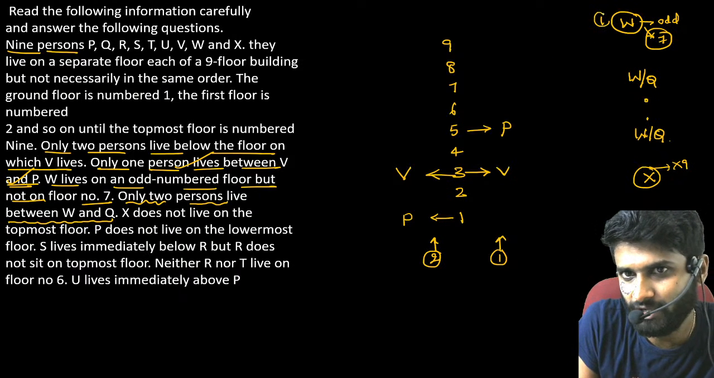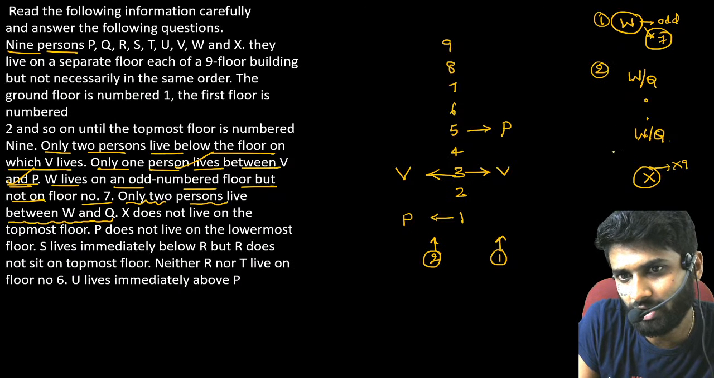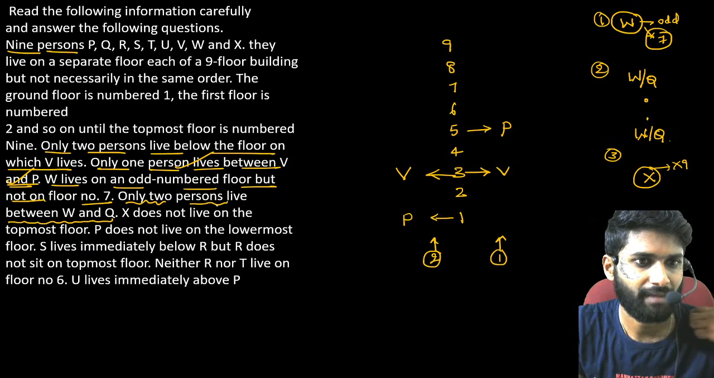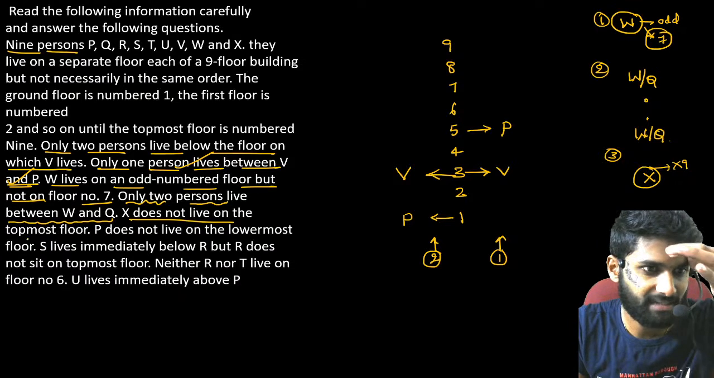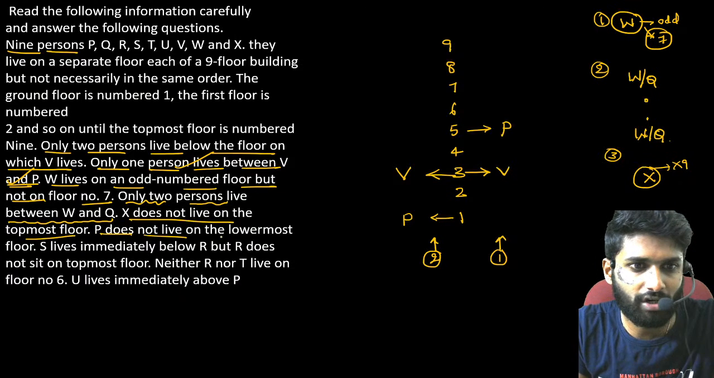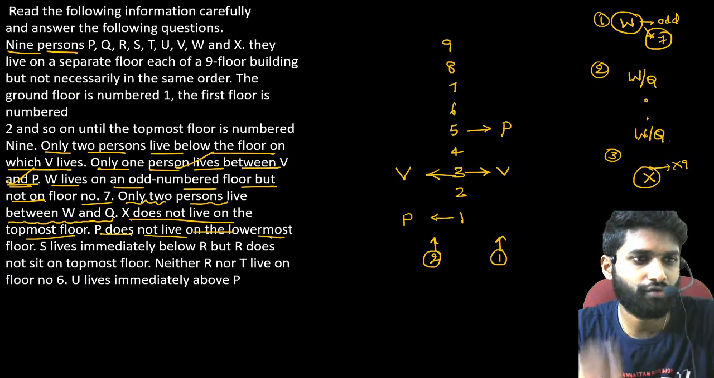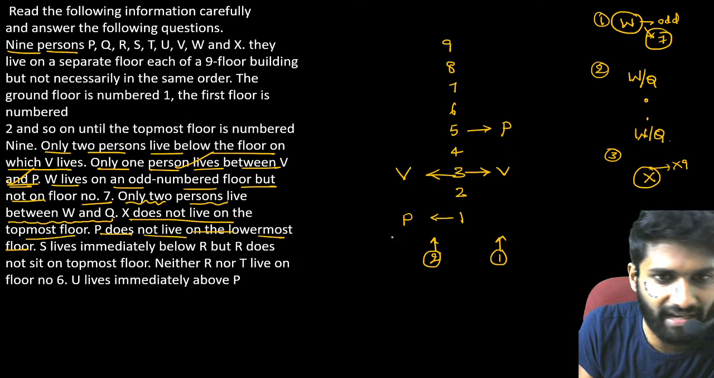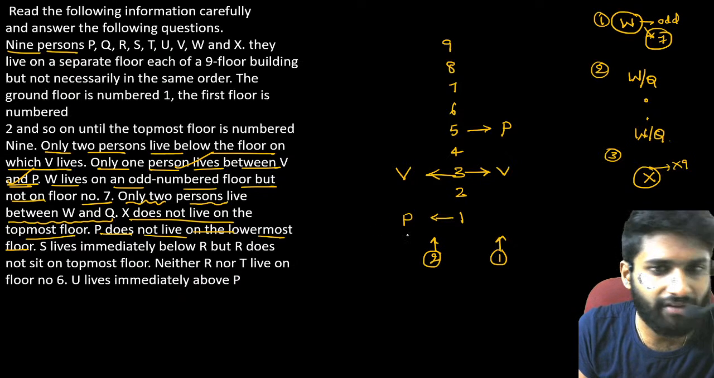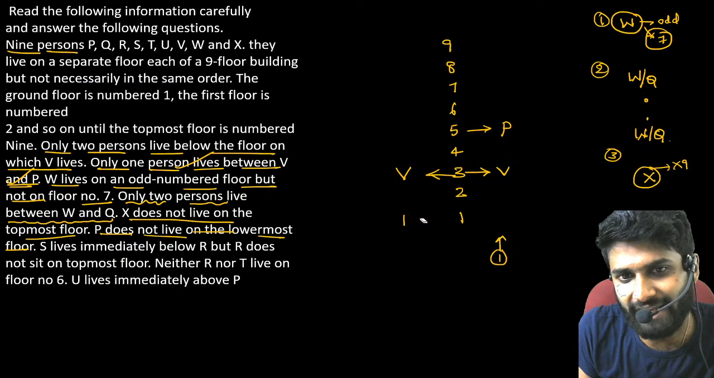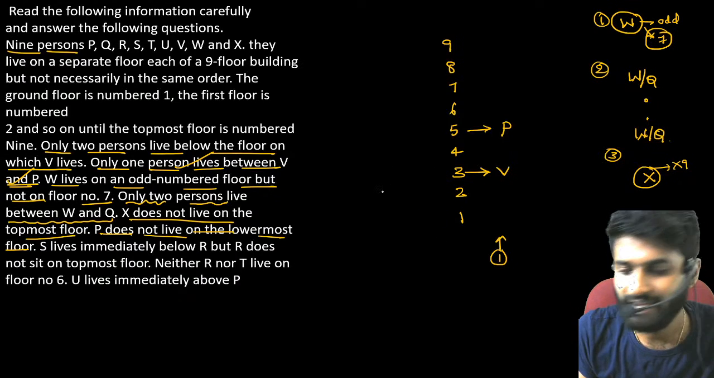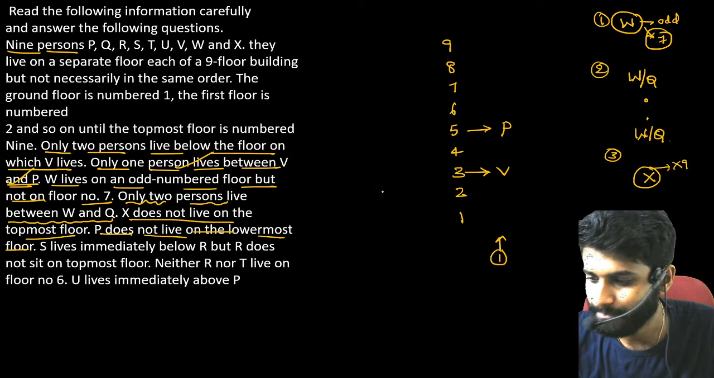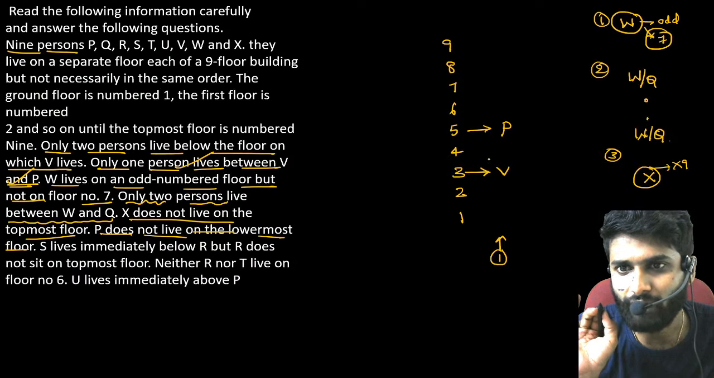So this is the first point. Still, I am not confirmed. Second point, we are not confirming. Third point, we are not confirming. Next one, we have completed this statement also. Next one: P does not live on the lowermost floor. There is one piece of information we can get: P does not live on the lowermost floor means eliminate possibility number 2. Clear? See, we have only one point.